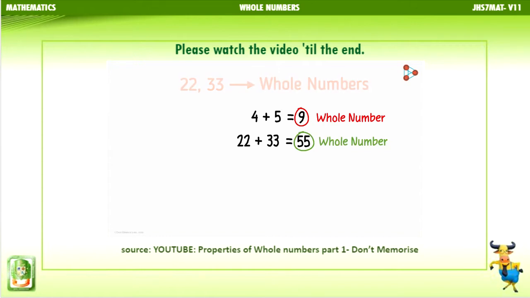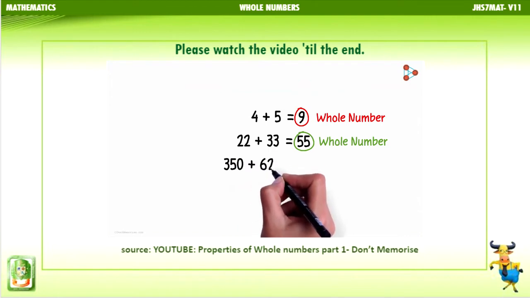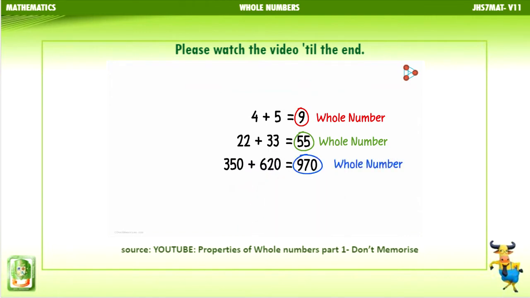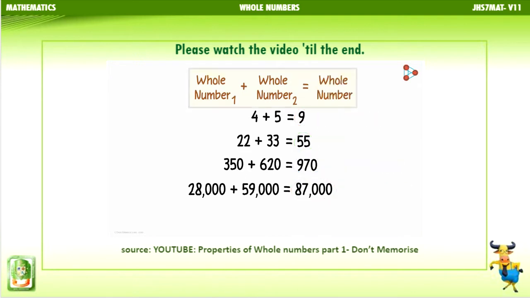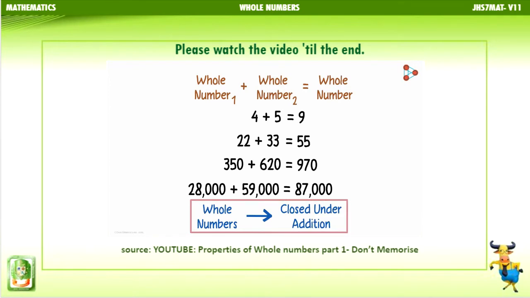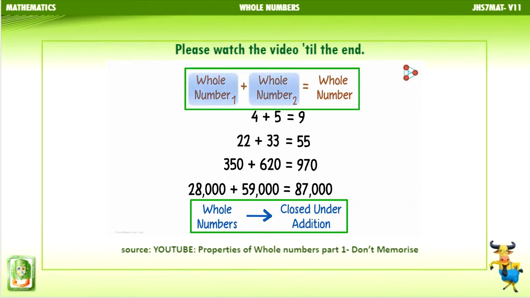Also, if I add two whole numbers, 350 and 620, the answer to that is again a whole number. Similarly, 28,000 plus 59,000 also results in a whole number. Whenever we add any two whole numbers, the resultant number that we get is also a whole number. And this is the first property of a whole number. However, instead of this, we say that whole numbers are closed under addition. This is just a mathematical way of saying it. This statement is actually the same as this. If I add any two whole numbers, the number that I get will also be a whole number.